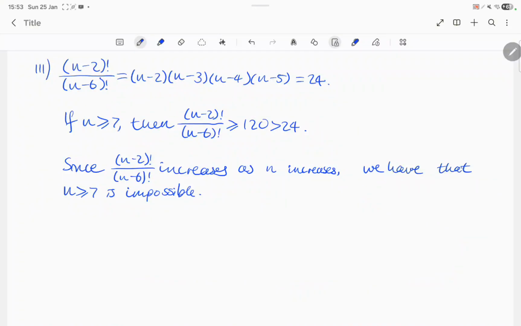Now we can move on to part 3. Firstly, we'll write down (n minus 2)! over (n minus 6)!, and this gives (n minus 2)(n minus 3)(n minus 4)(n minus 5) is equal to 24. Now we'll notice that if n is greater than or equal to 7, then (n minus 2)! over (n minus 6)! is greater than or equal to 120, which is greater than 24. Since the left-hand side fraction increases as n increases, we can see this from the polynomial form, we have that n greater than or equal to 7 is impossible.